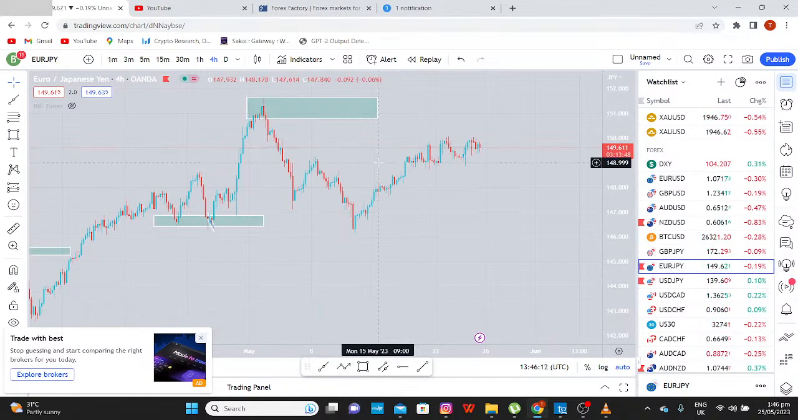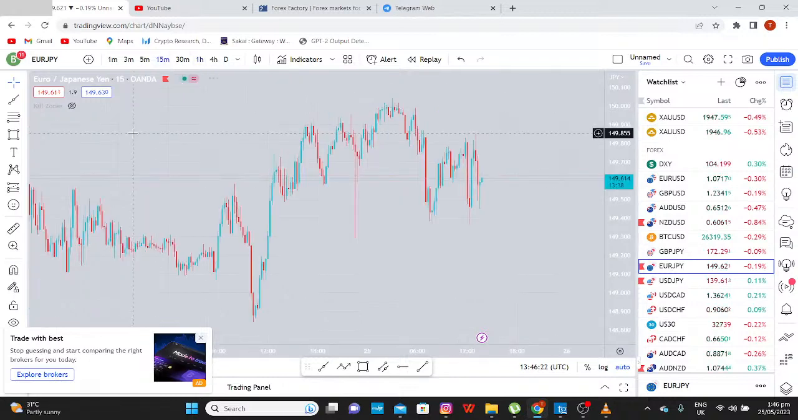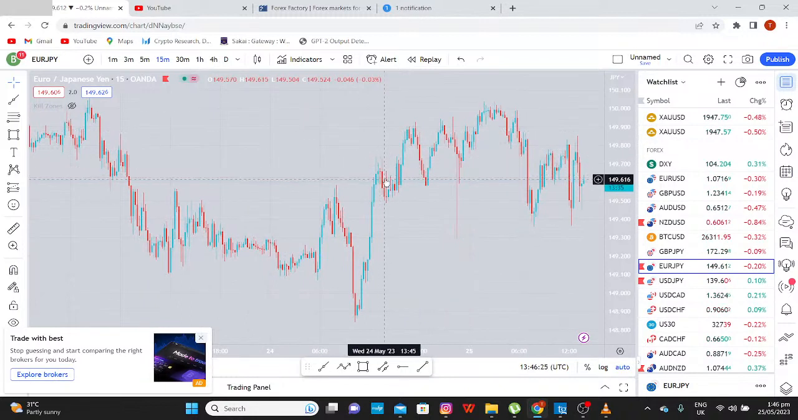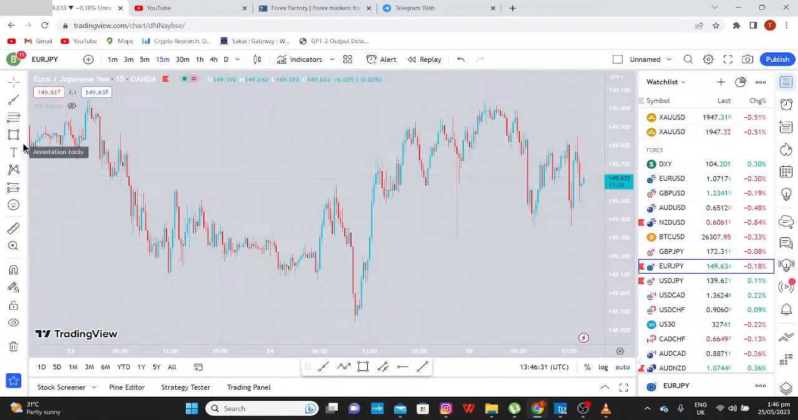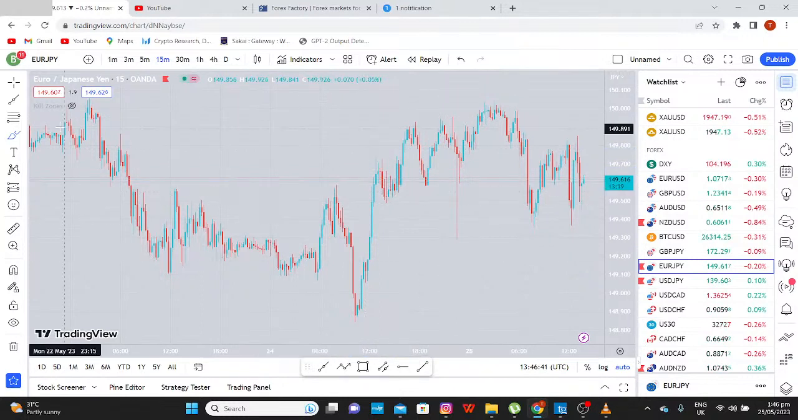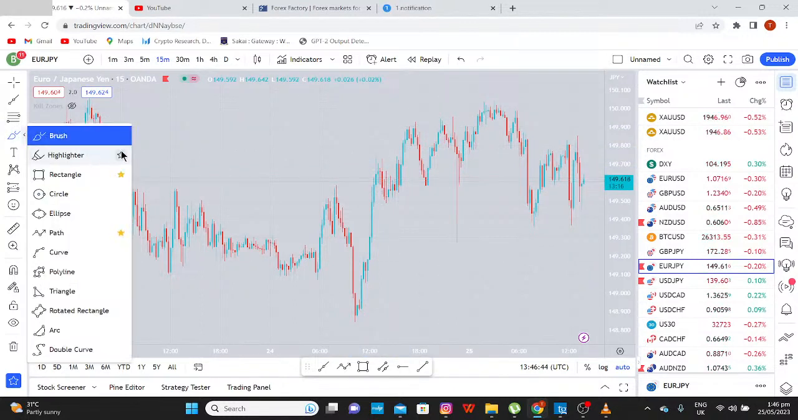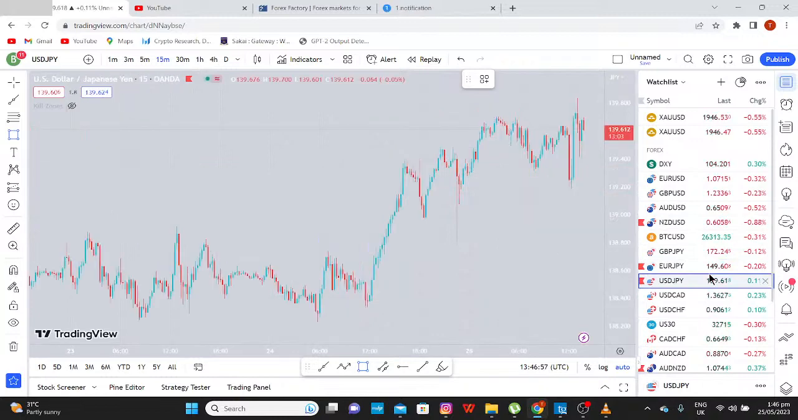Alright, so Euro JPY, yesterday we took an early sell, which didn't work out. Where did you take the sell? Yeah, I think we took the sell over here at this point, which didn't work out. Somewhere here. Unfortunately, my market dropped right here, swept into the liquidity and then moved back up. So let's continue. Let's go to USD JPY.